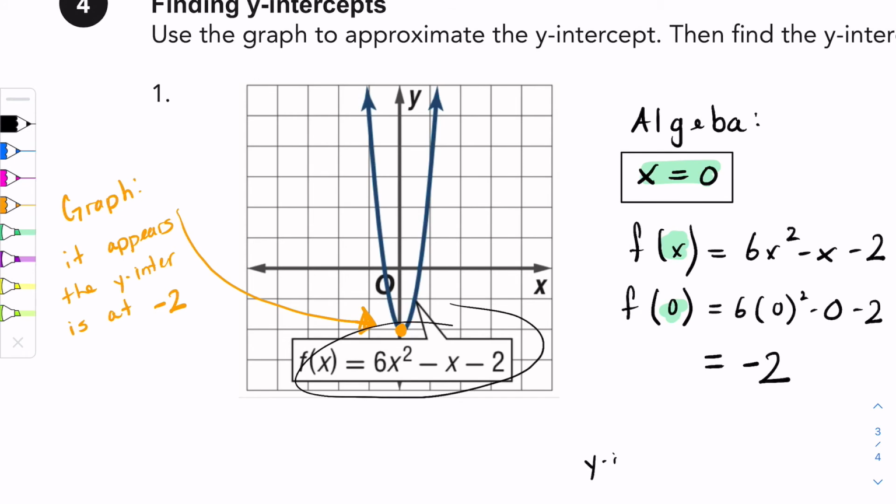So my y-intercept is located at (0, -2), which is the same coordinate we pulled off the graph, but make sure you know how to calculate it algebraically as well as identify where it is.